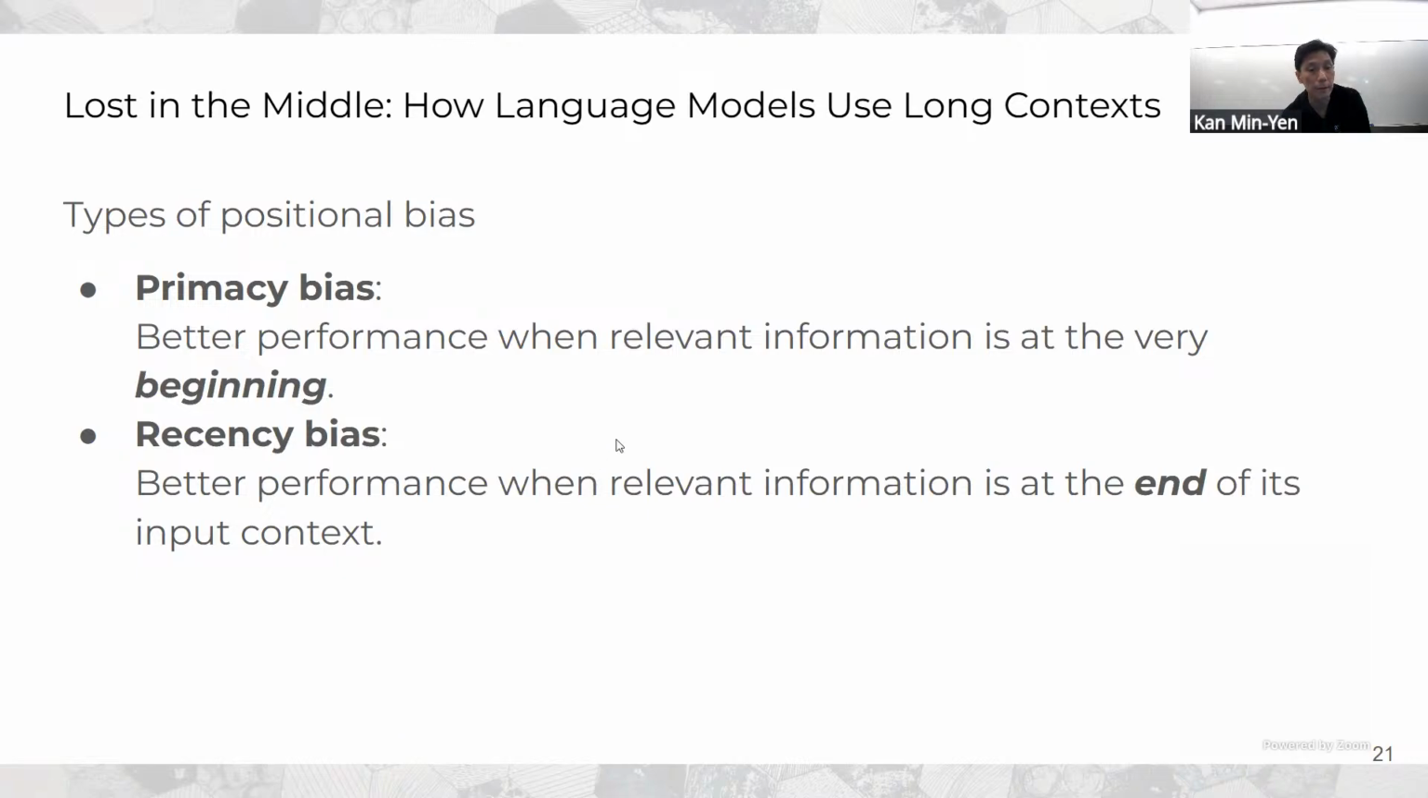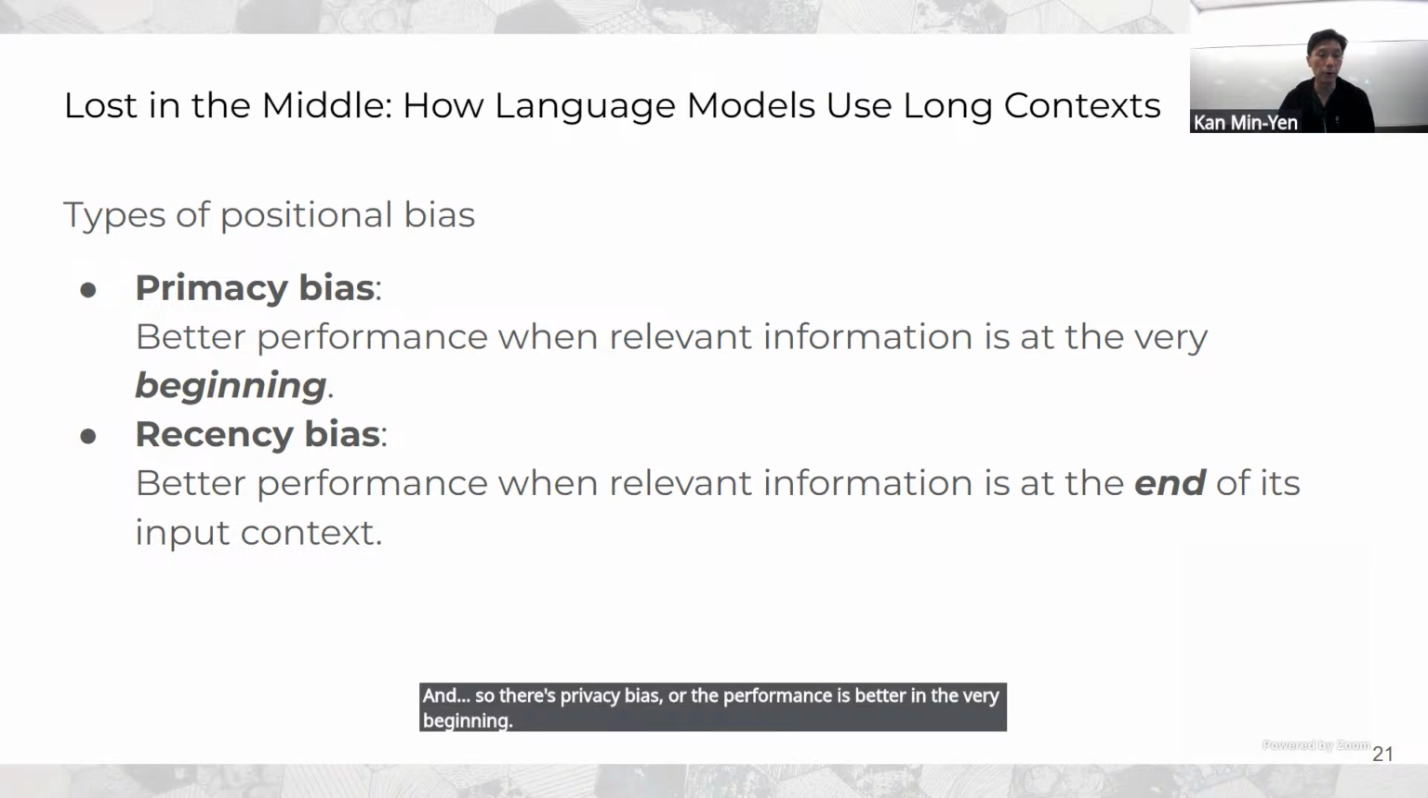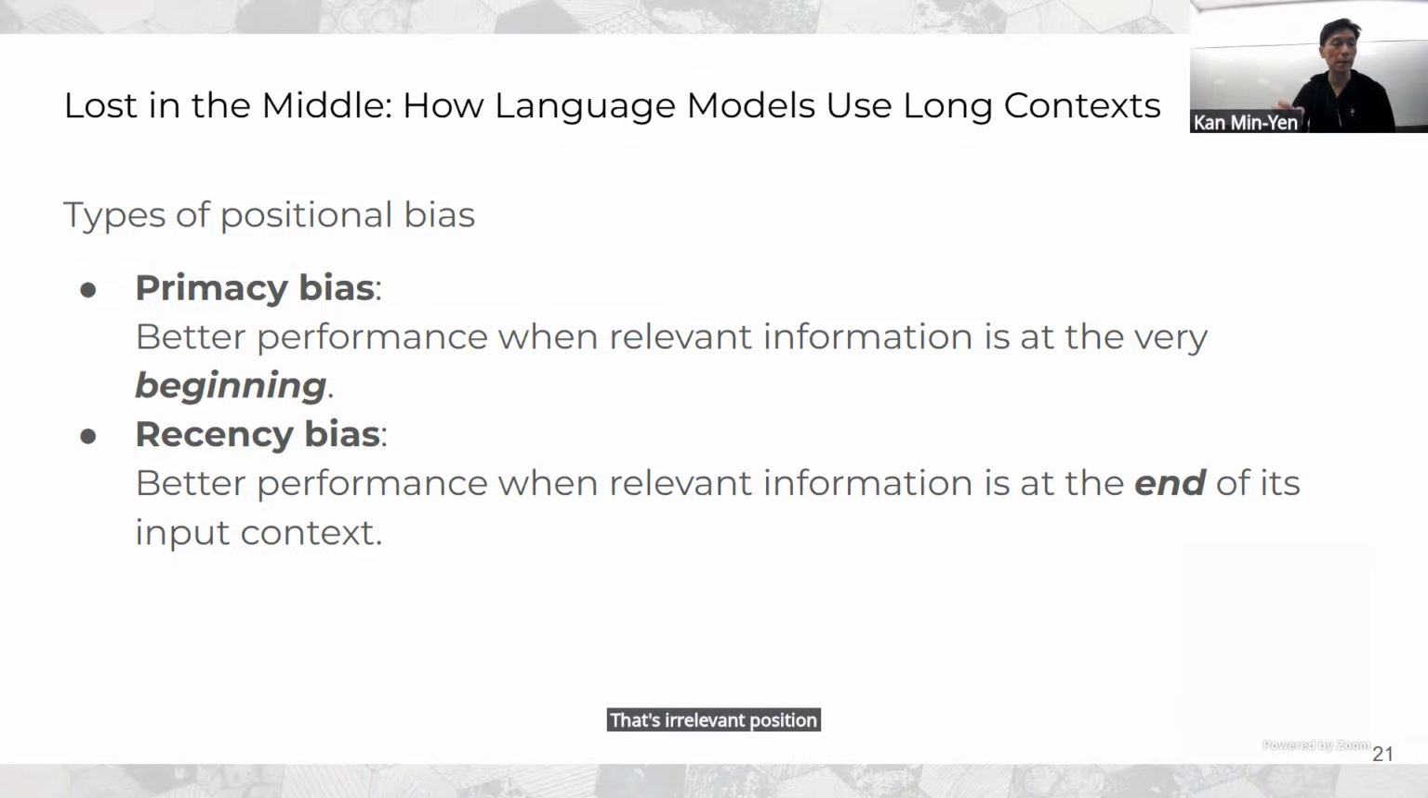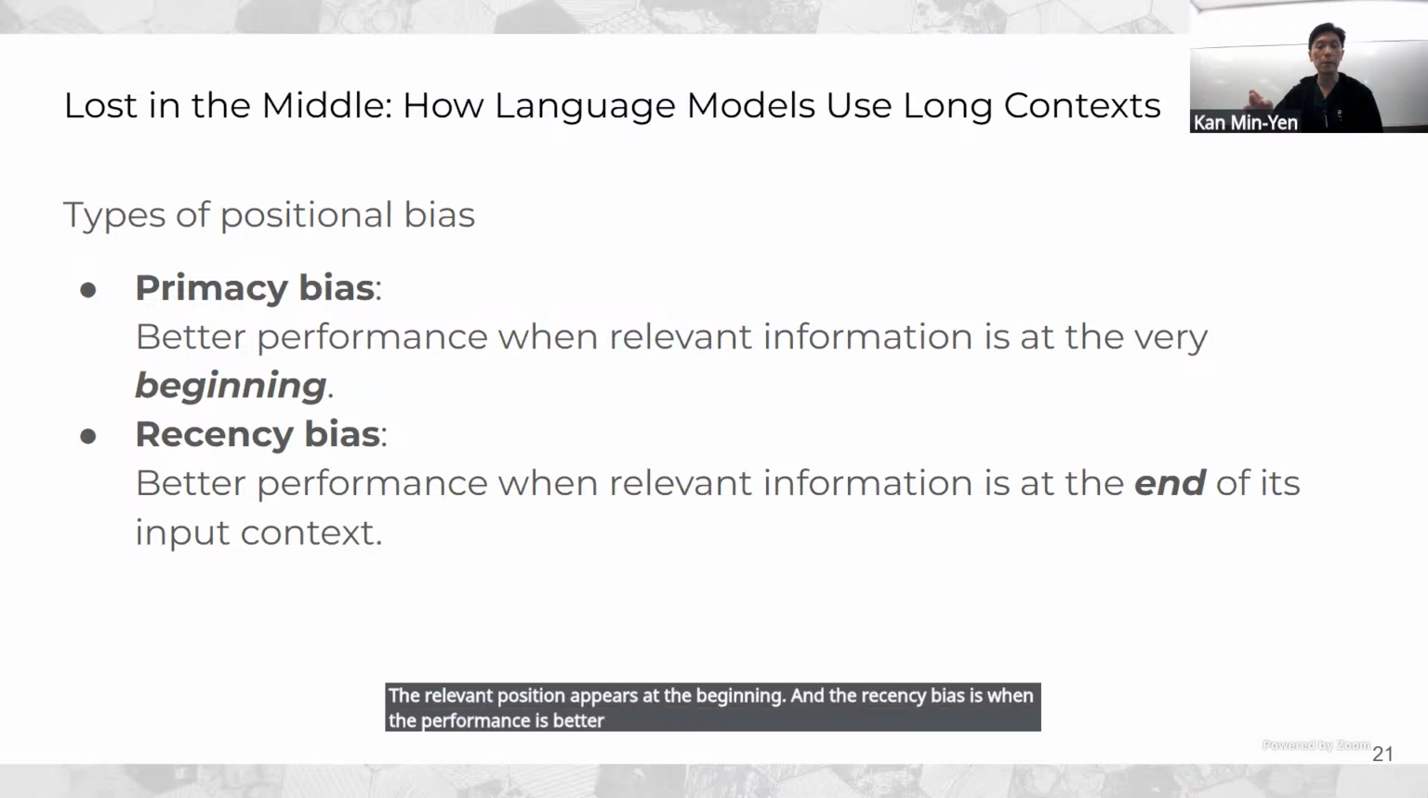And these are types of positional biases. So there's primacy bias, where the performance is better when the relevant information appears at the very beginning of the context. And the recency bias is when the performance is better when the relevant info is at the end of the input context.